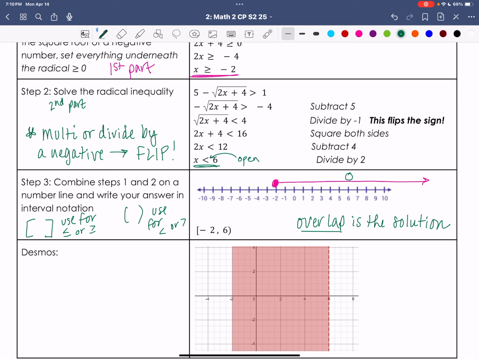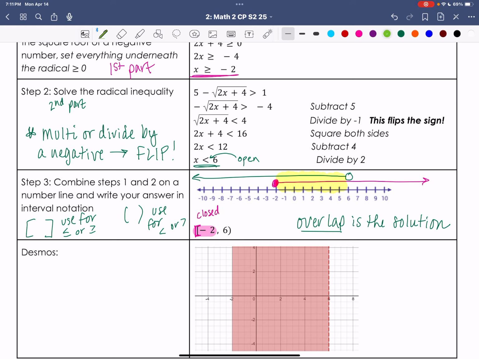Okay. So open, and it's going to go this way. So what you're going to do is look for where it overlaps. Wherever it overlaps is where you're going to do your interval notation. So if you look here, this part was the -2, and you have a bracket. Notice that bracket right here is because it's a closed point.